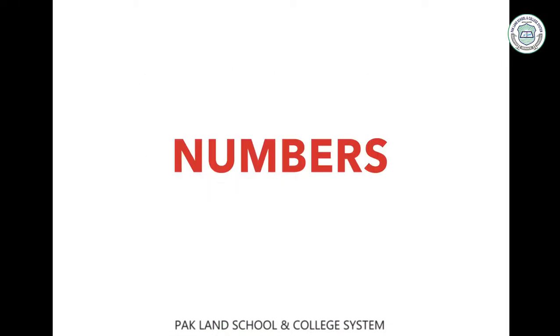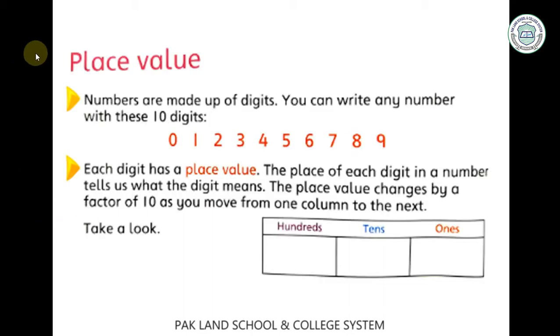Bismillahirrahmanirrahim. The topic we are going to start is numbers. First of all, in this topic we have place value. Numbers are made of different digits, and you can write any number using these 10 digits, starting from 0, 1, 2, 3, 4, 5, 6, 7, 8 and 9, and each digit has its place value.